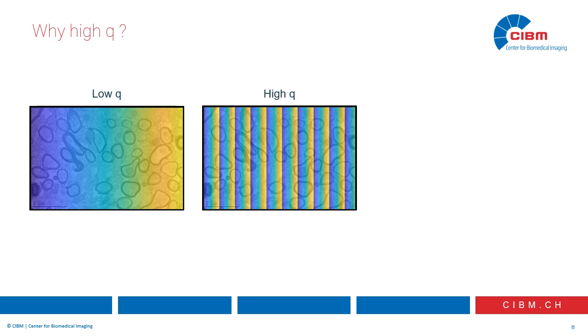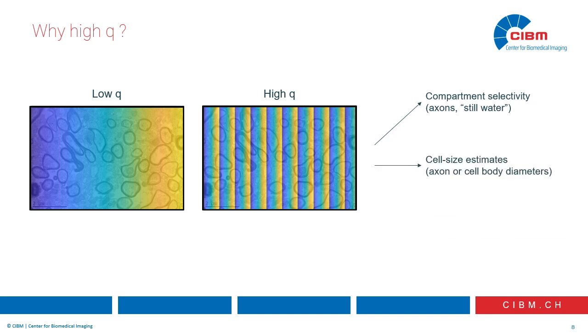And you're able to efficiently, very significantly suppress fast diffusing components that you may be less interested in. And so going to high Q thereby allows us to achieve compartment selectivity, cell size estimates, or test asymptotic limits of diffusion behavior.